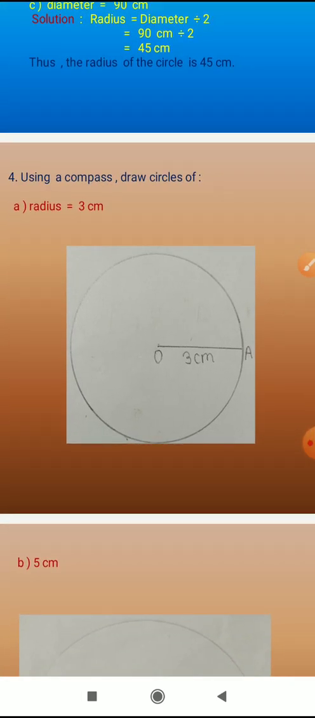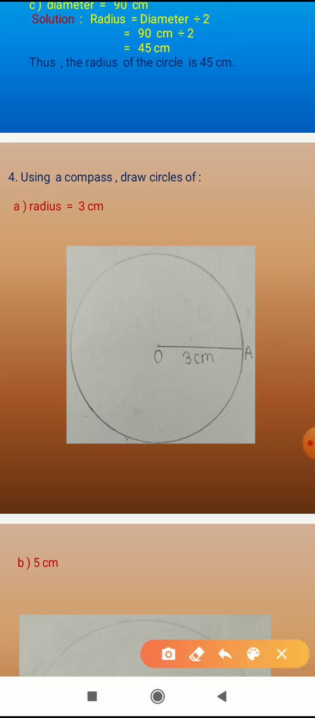Using a compass, draw a circle of radius 3 centimeter. So, student, you have learned how to draw a circle using a compass. So, for that, first, you have to fix a pencil in a compass. Then, measure 3 centimeter on the compass using a ruler. Then, place the needle of the compass and keep it fixed on the paper. And then, move the pencil around it any direction.